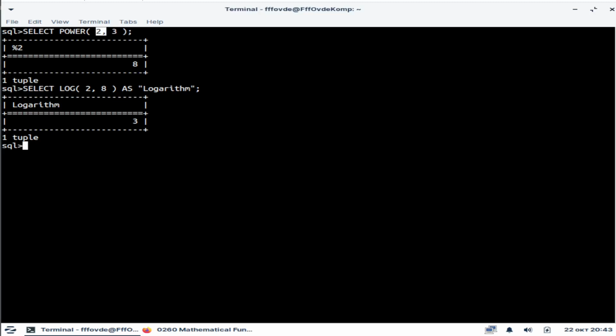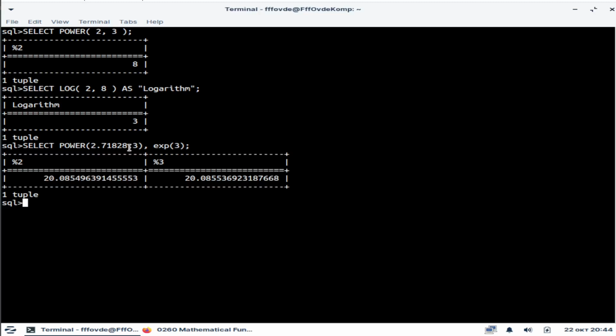But beside that, we can also use so-called natural logarithm. In that case, base number is Euler number. That number is approximately 2.71, and we can type it like this inside of power function, or we can use exp function. So when I run this, I will get how much is Euler number to the 3, and we will get this result.